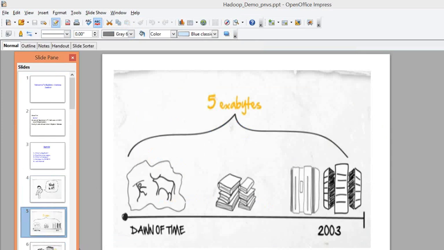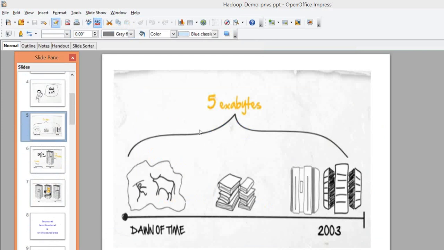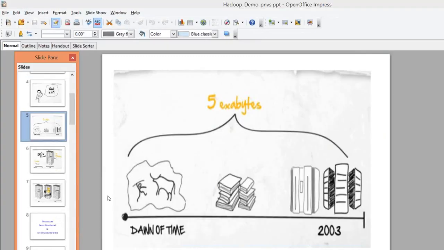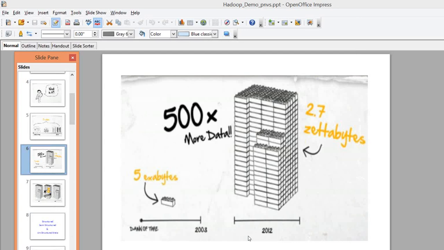Yes. So basically, this slide is showing 5 exabytes of data, from the starting point of the computer to 2003, in maybe 50 to 100 years. The total data available worldwide is 5 exabytes. Up to terabyte and petabyte. After that, in the 10-year span from 2003 to 2012, the data increased 500 times on top of 5 exabytes of data.